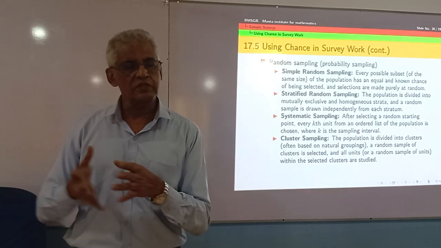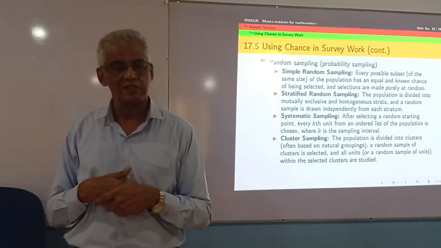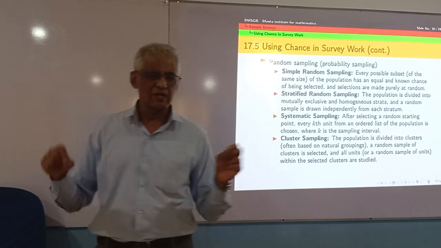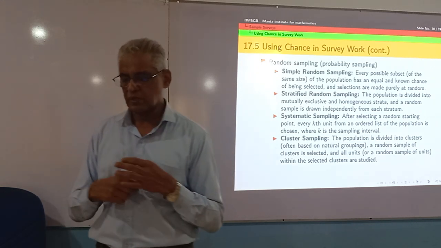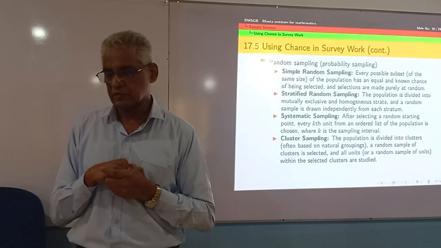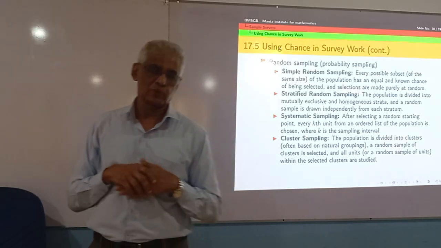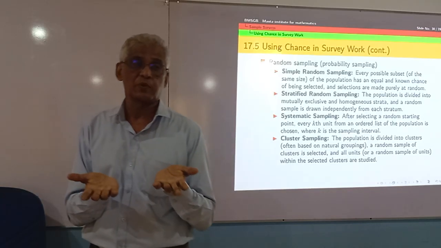So we can feed this into a computer and then ask the computer. In earlier days they were using several other methods like random number tables and so on, but nowadays we can use a computer to select a simple random sample. The only thing is that we have to have the complete list of the population. So that is a practical problem in most situations.